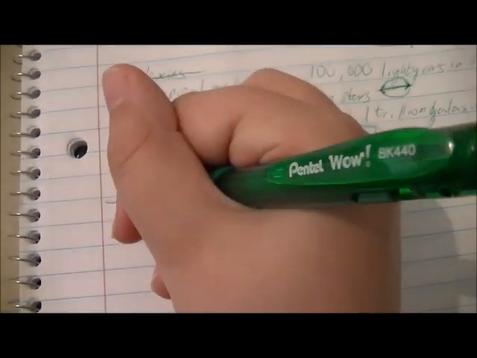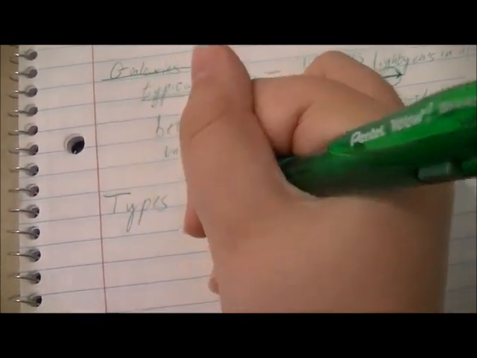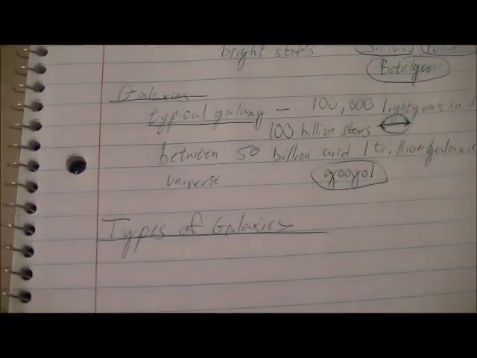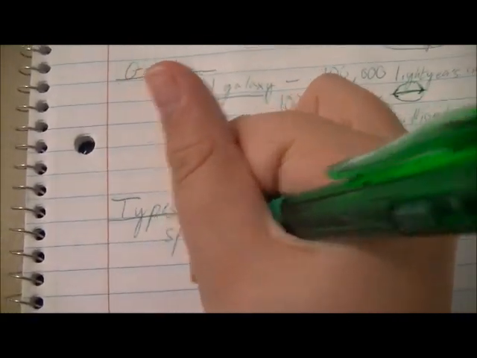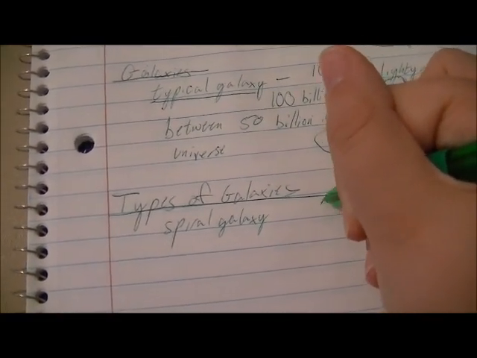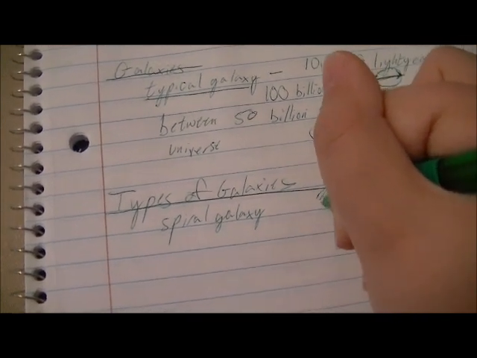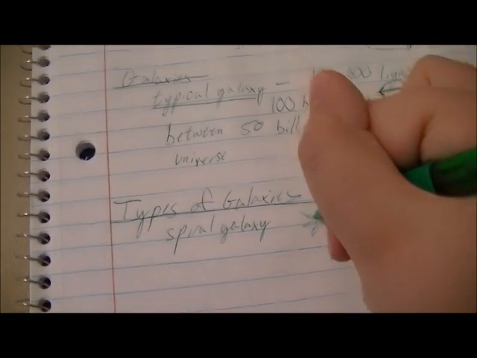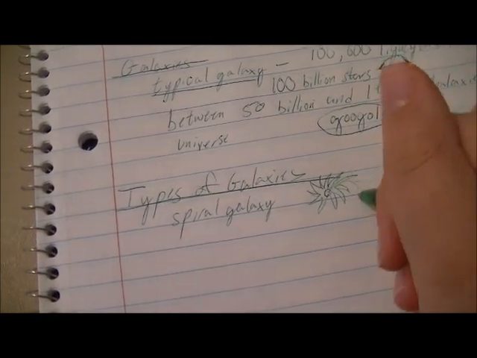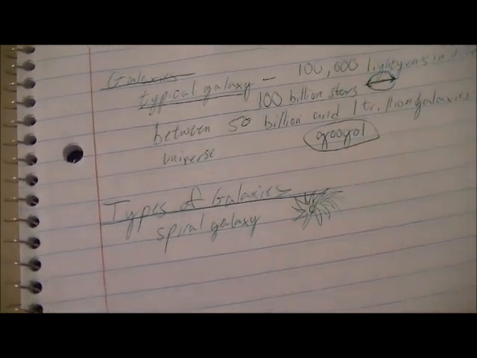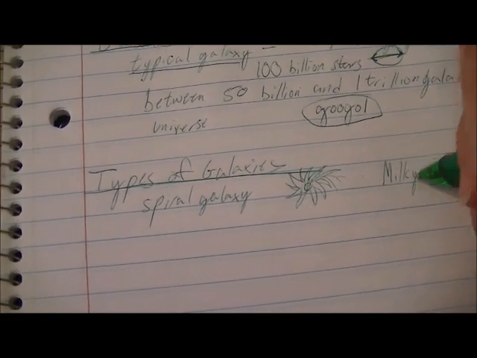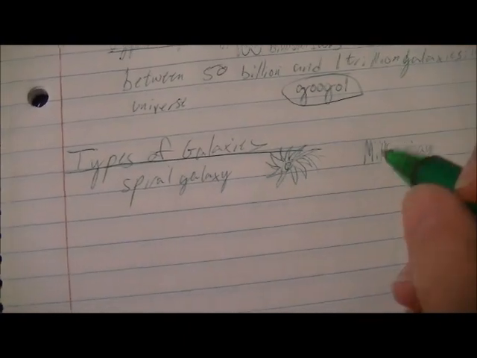And there are three types of galaxies. These are the ones you'll see. Spiral galaxies. This is a really bad drawing, I apologize, but I'm trying to get this over with quickly. So the arms will spiral outward, and it'll have a central concentration. And our galaxy, the Milky Way, is a very good example of this.